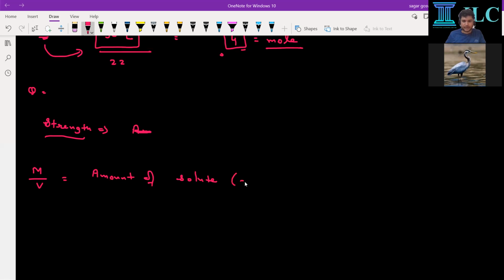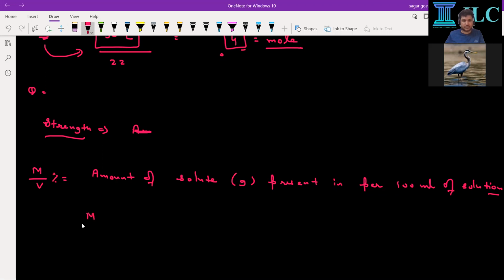So the amount of solute in grams present per 100 ml. V means volume. So per 100 ml of solution, because the total is the solution, you take the solute mass divided by 100 ml of solution. This is called the mass by volume percentage.